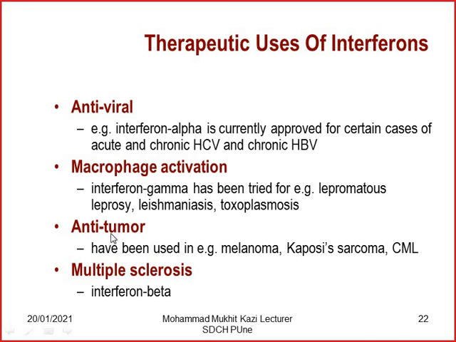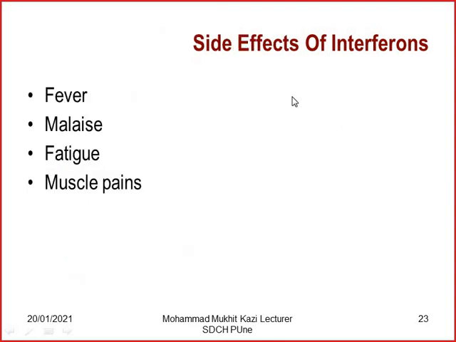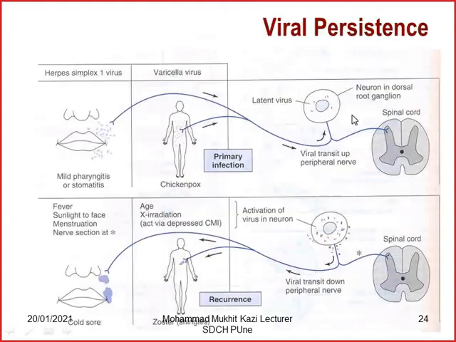Anti-tumor: there are studies looking at the role of these interferons against cancers like Kaposi sarcoma, CML or melanoma. They have been tried for multiple sclerosis also, and usually they are trying interferon beta. What are the side effects of interferons? Fever, malaise, fatigue, muscle pains. So these are the side effects of the interferons.